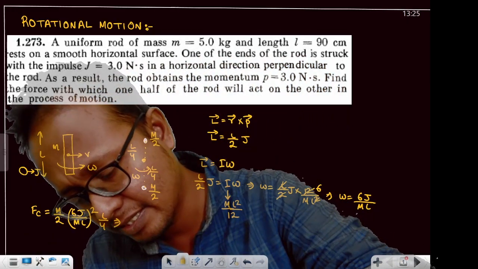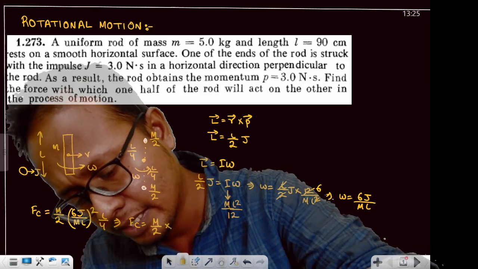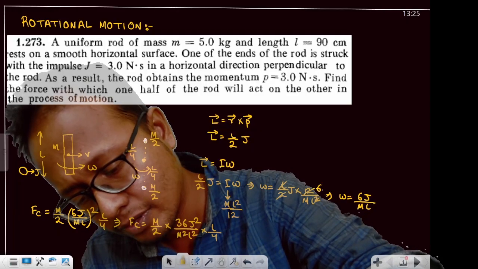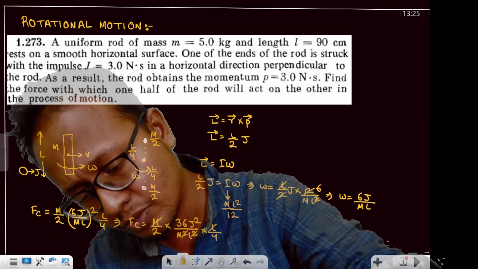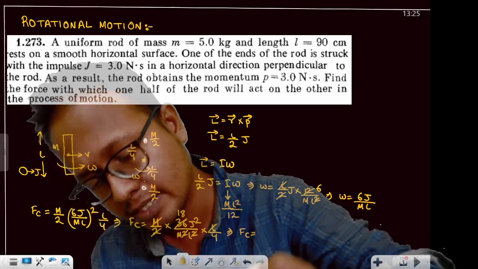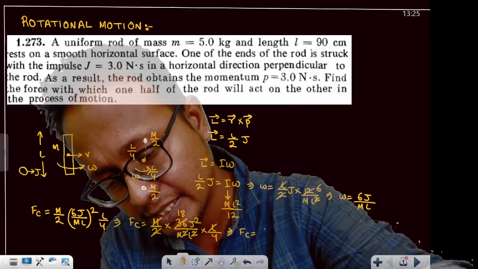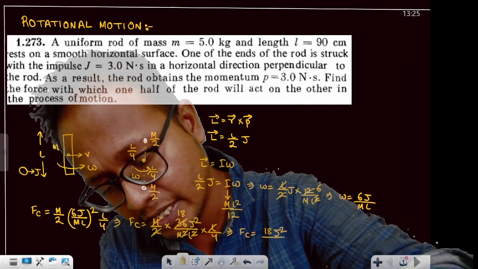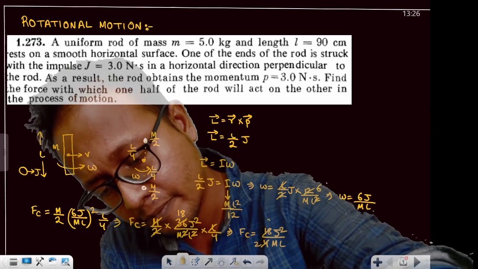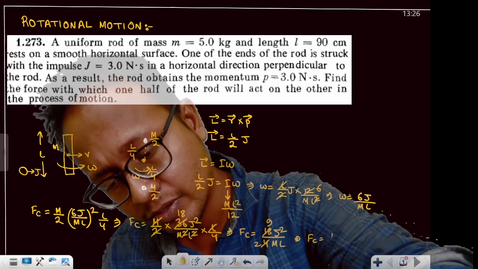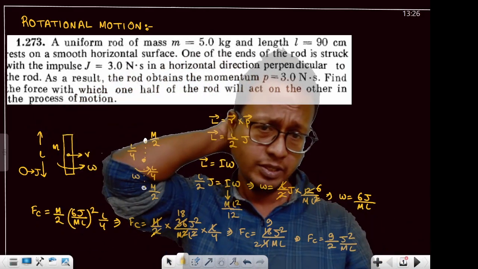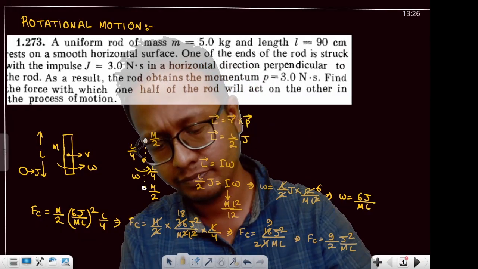Let's simplify this. Fc is equal to m by 2 into 36 J square divided by m square L square into L by 4. L and L will get cancelled, m and m square will get cancelled. 2 and 36 give 18. Centripetal force due to one half on the other half is nothing but 18 J square divided by 4 mL. So centripetal force is equal to 9 by 2 J square by mL. Understood? So this is our first question of 273.